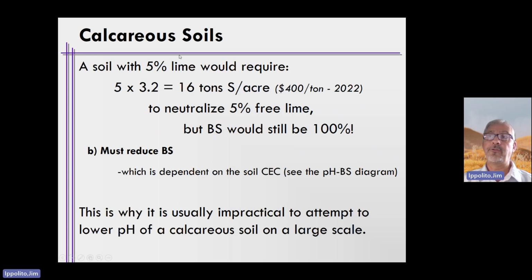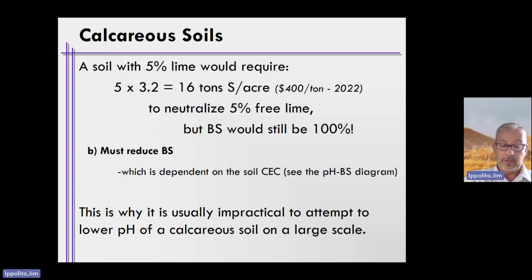So let me share with you another example to drive home the point that this is impractical on a large scale basis. Let's say you have a soil with 5% lime. It's not uncommon in the Western United States. 5% lime times 3.2 is going to require 16 tons of sulfur per acre. The price of sulfur last year was $400 a ton. So 400 times 16 is what? A lot. 400 times 16 is $6,400. That's per acre.